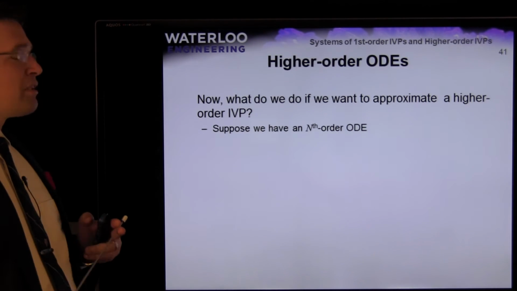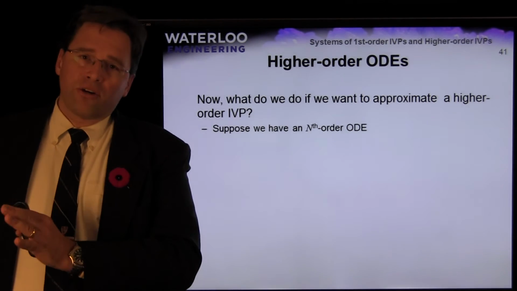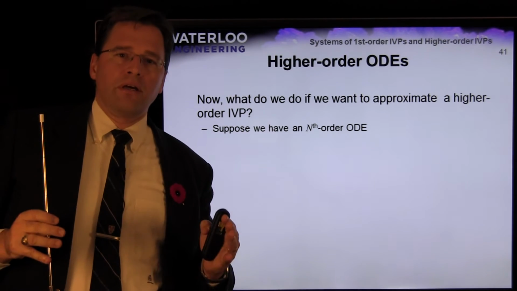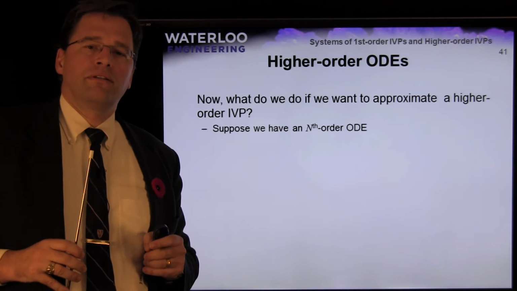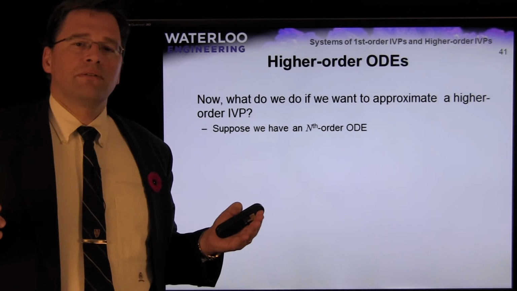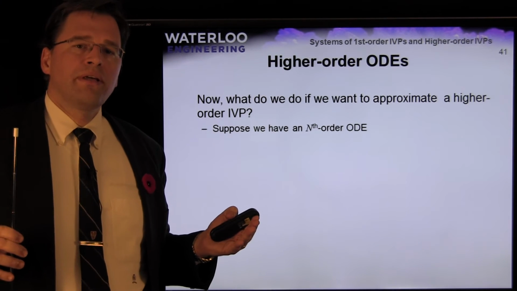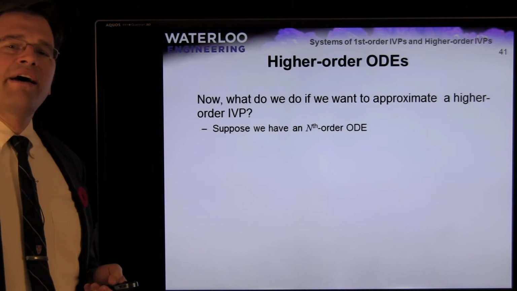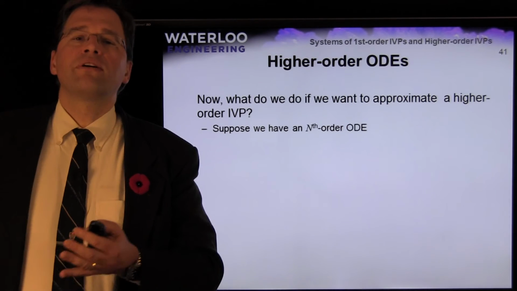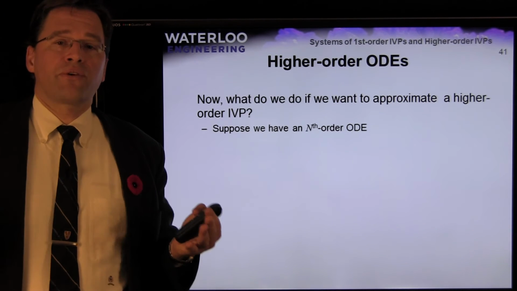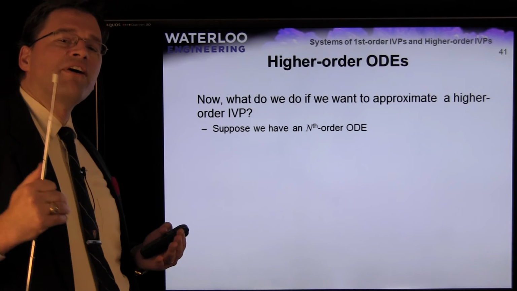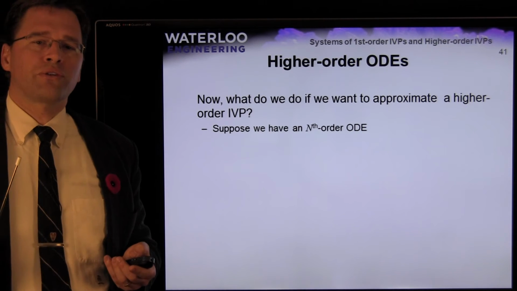Now, what do we want to do if we have higher order ODEs? We've looked at approximating systems of coupled initial value problems, and they're all first order, they're all only dealing with the first derivatives. What happens if the fifth derivative, or the seventh derivative of a function is a function of lower order derivatives?